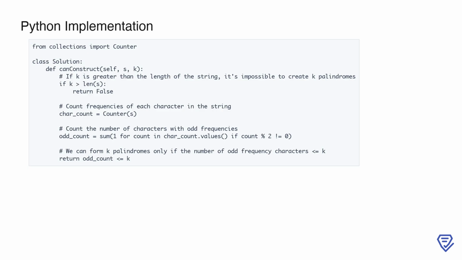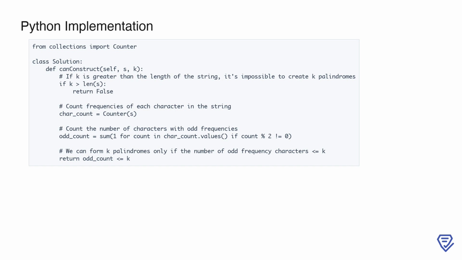To solve the problem of determining if it's possible to construct exactly k palindrome strings from the given string S, we use the following approach. 1. Initial check: if k is greater than the length of the string S, it is impossible to construct k palindrome strings because we would not have enough characters. Therefore, we immediately return false in such cases.